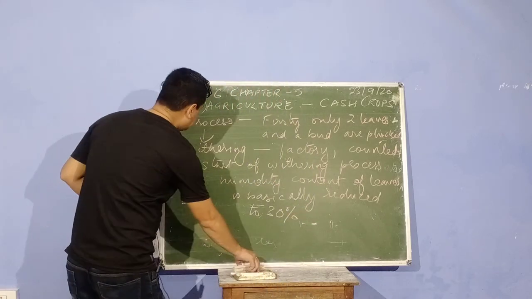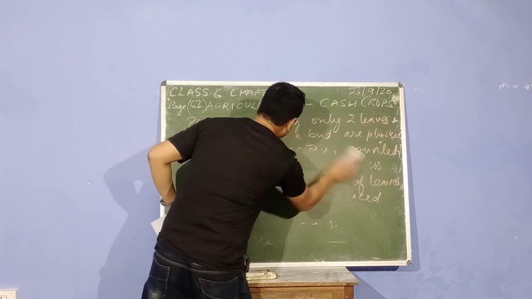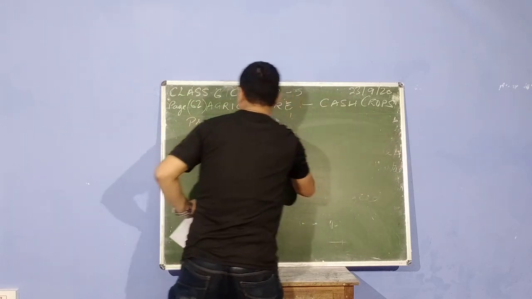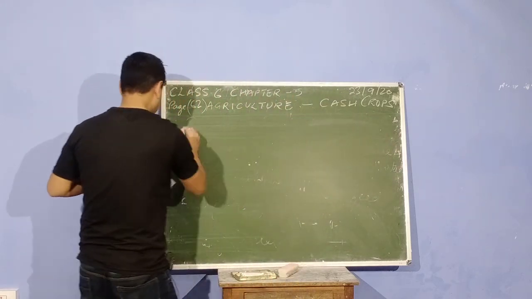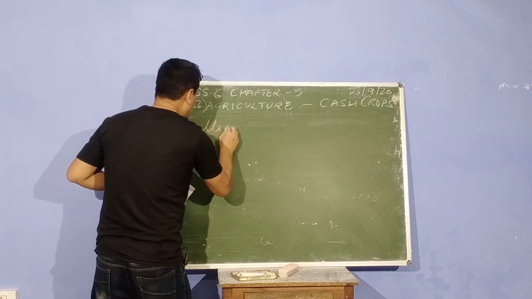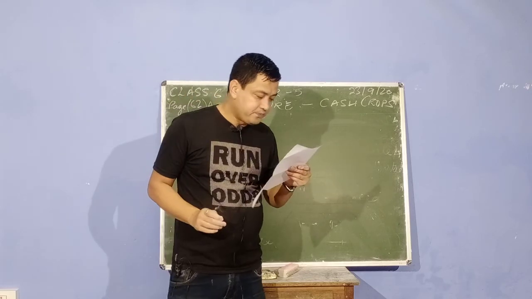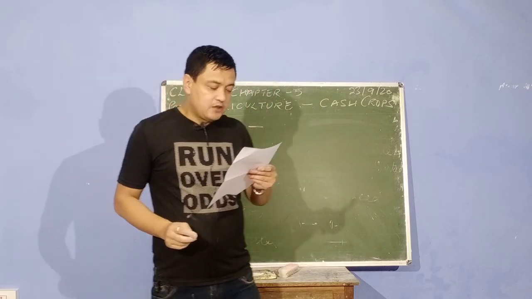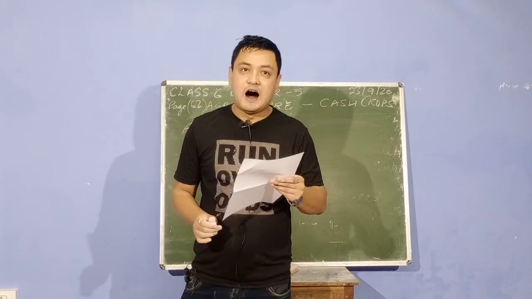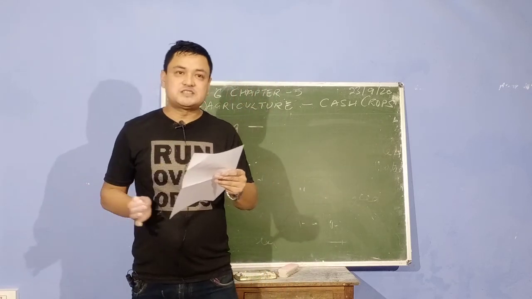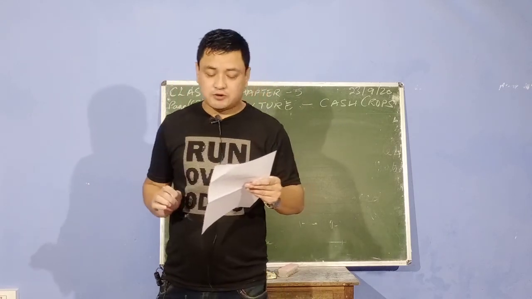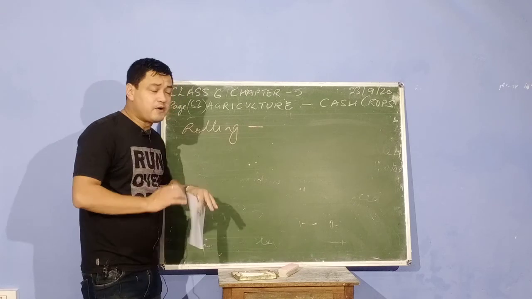The second step is known as rolling, R-O-L-L-I-N-G. Rolling means you are rolling the leaves, crushing the leaves. The withered leaves are rolled in large rolling machines, which starts to ferment the leaves.